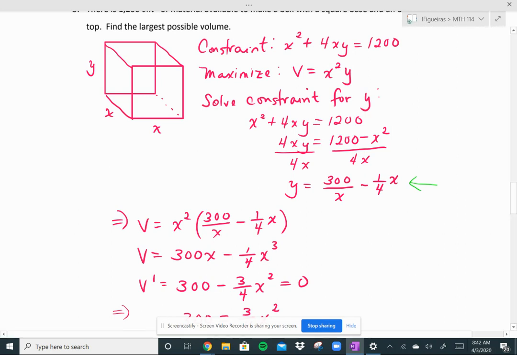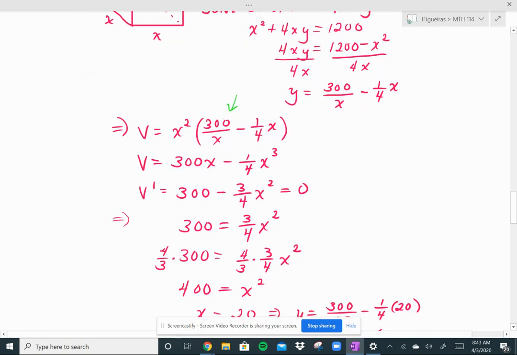That y gets substituted into the volume formula right here. So instead of x squared y, we have x squared times (300 over x minus 1/4 x). Before we take the derivative, you want to distribute, again, to avoid the product rule. So when you distribute, your volume formula is 300x minus 1/4 x cubed. Okay, so now we take the derivative. The derivative of 300x is 300. The derivative of 1/4 x cubed is 3/4 x squared.